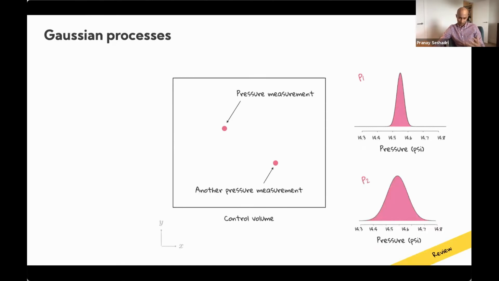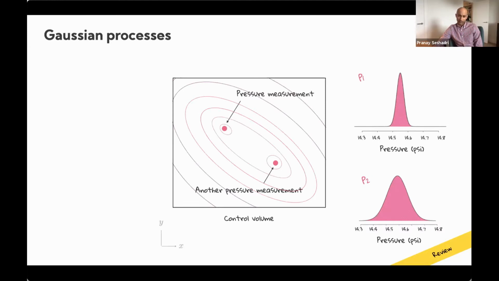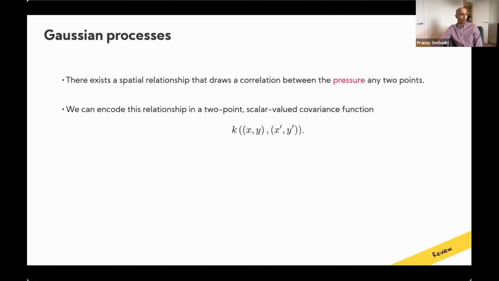Consider now another point within this control volume, so another pressure that we're measuring, and for different reasons, and some reasons of which are the same, we have an uncertainty in this pressure value as well. Now, our goal really is to understand how the pressure varies across this control volume, but we're just given two pressure measurements as denoted. Now, what we can do is assume that there exists some spatial relationship that seeks to draw a correlation between the pressure at any 2 points, including the ones we've just obtained the pressure for.